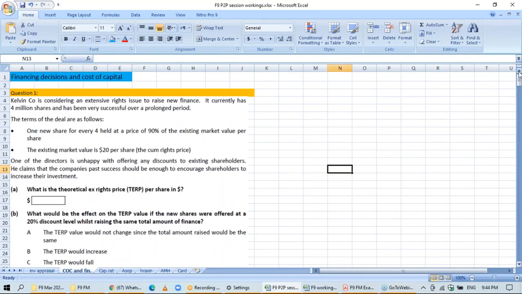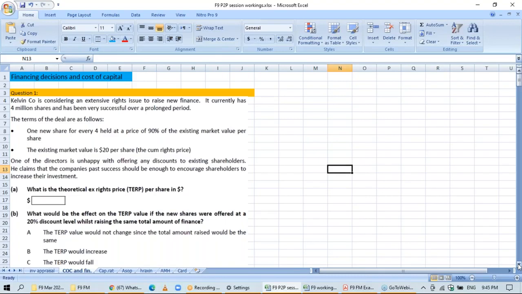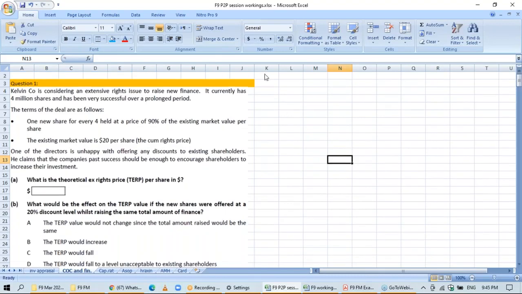Okay, so students, let's start with this question. Calvin Company, the question 1. Please go through it. Go to the question. And I'll start giving you the answers in a short while.